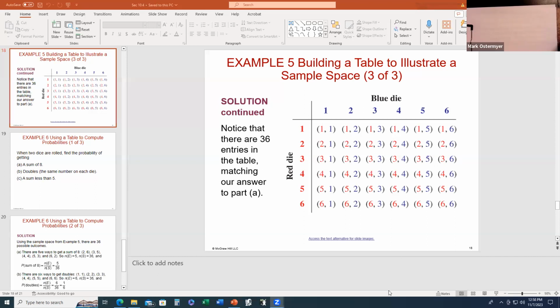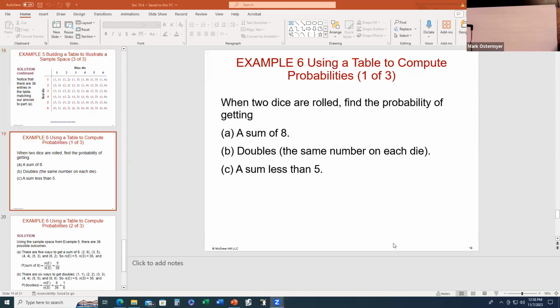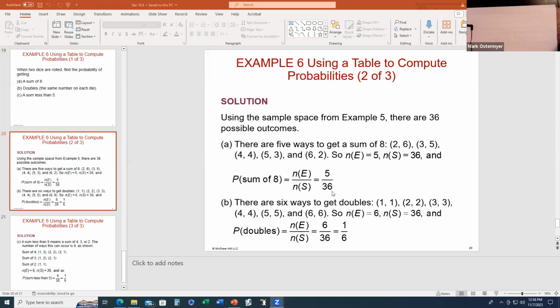many ways to roll the sum of 8 again? There's all of these. All of these ways. So there'd be 5 over 36. The probability of rolling a sum of 8 would be 5/36. Okay. 5 over 36. All right.